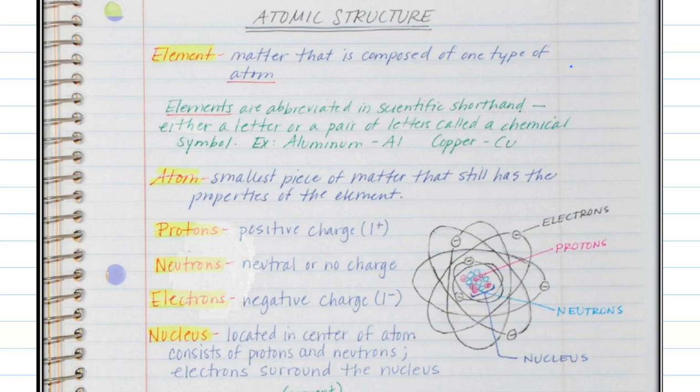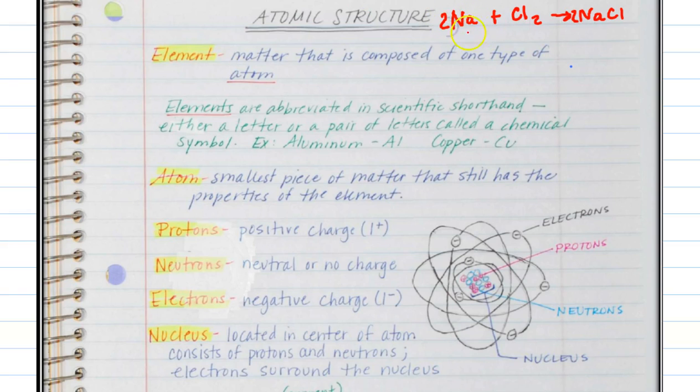Now, when we talk about an element, we talk about an element as the smallest piece of matter that still has the properties of the element. We call that an atom. An atom of an element, if it's broken down into protons, neutrons, and electrons, it doesn't have the properties of that element any longer. Take, for instance, sodium plus chlorine forms sodium chloride.